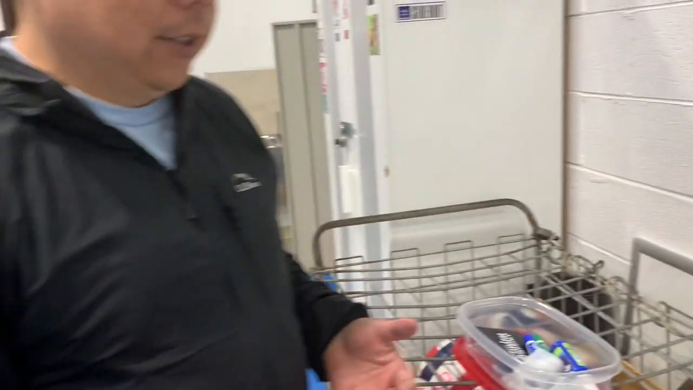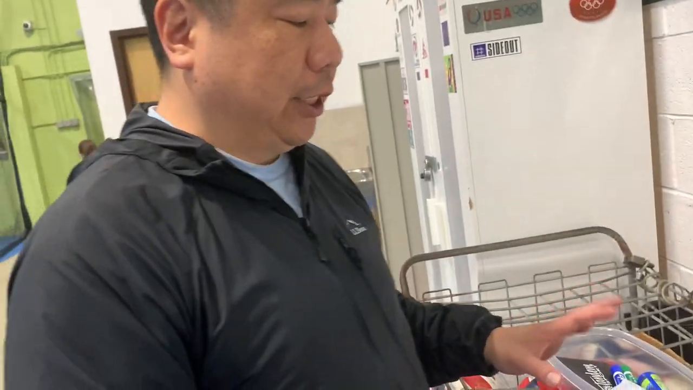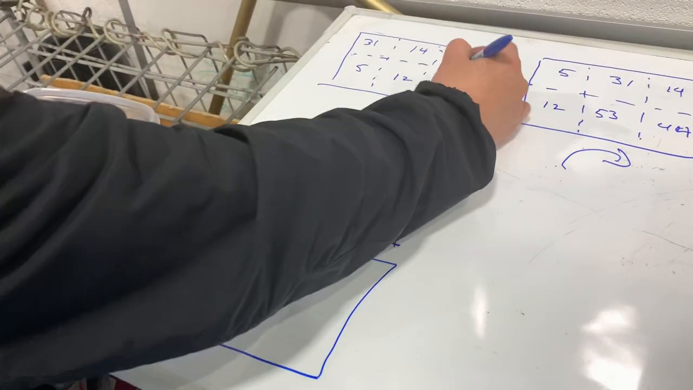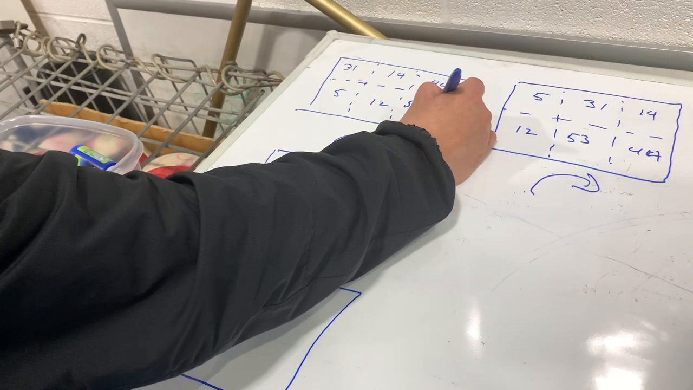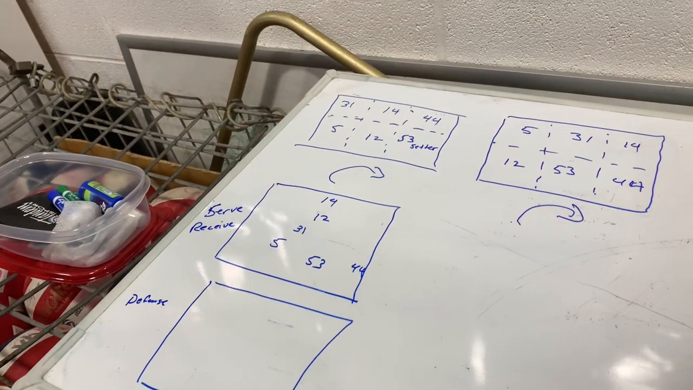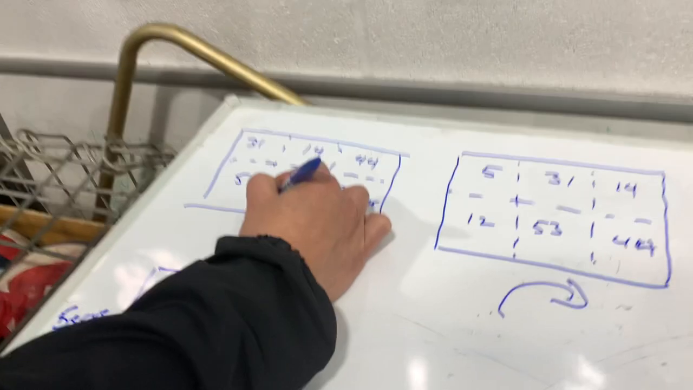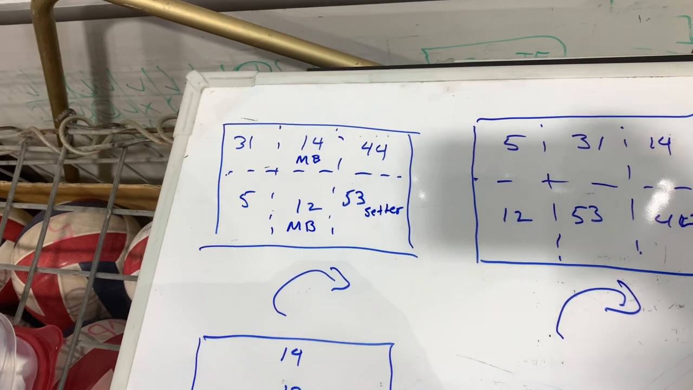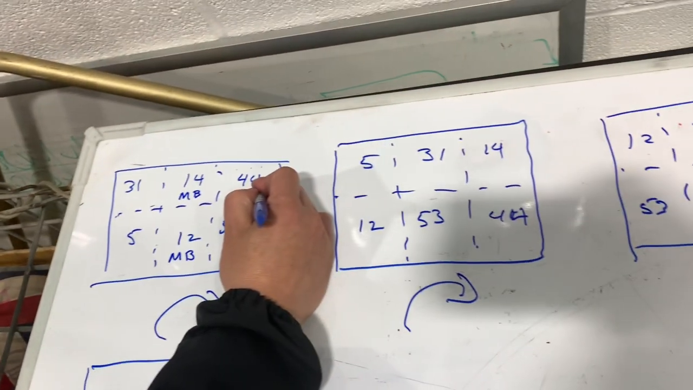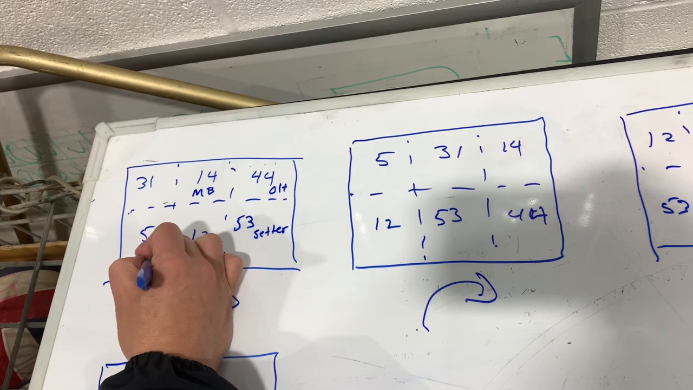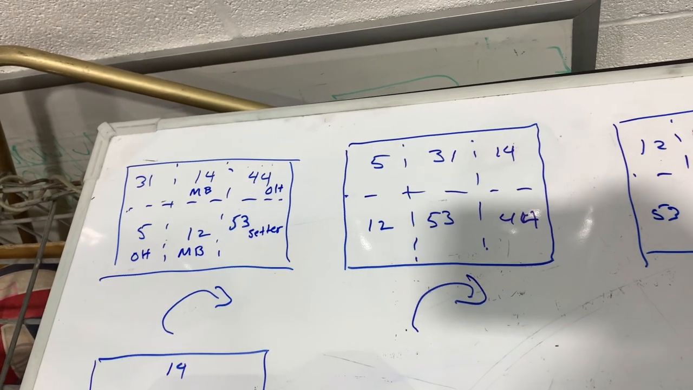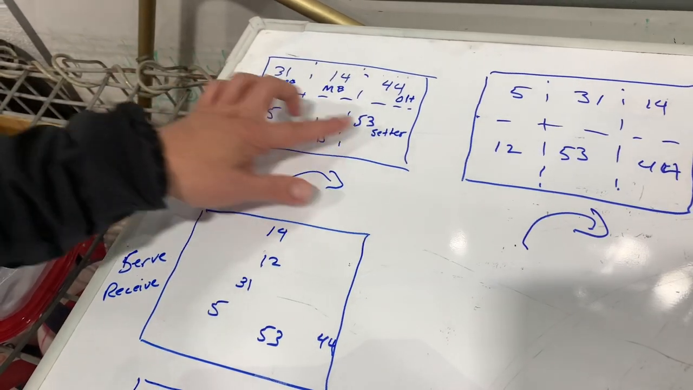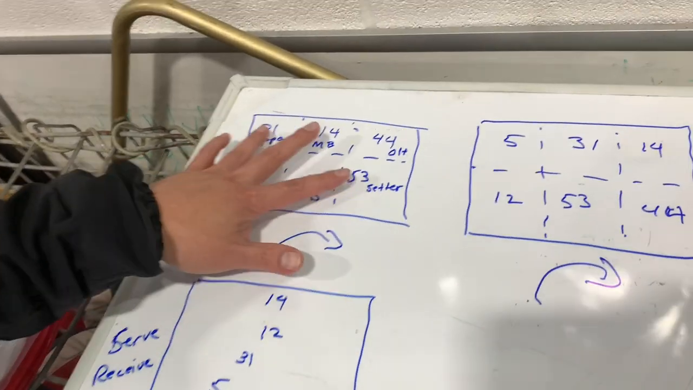So what we'll do in this case, for the purposes of this, is say this is what's called the setter. 53 will always be my setter. 12 and 14 will be what's called the middle blockers. That's what Kingston is. The outside hitter we'll call the OH. And then we'll call this person oppo, or opposite of the setter. In some systems, that will be another setter.